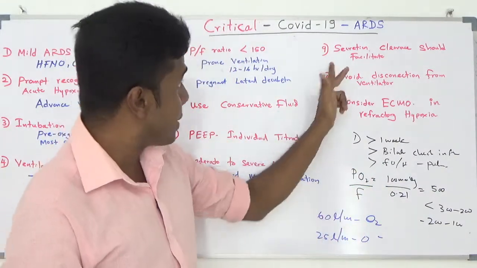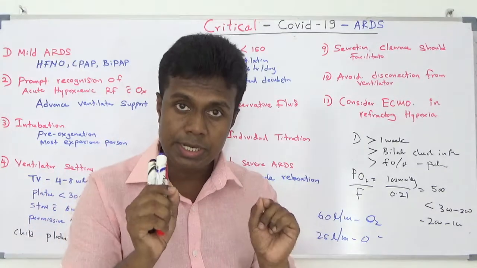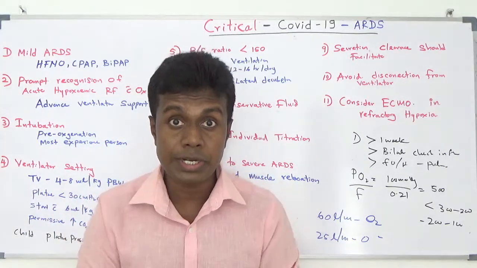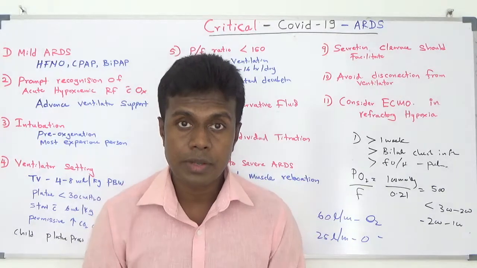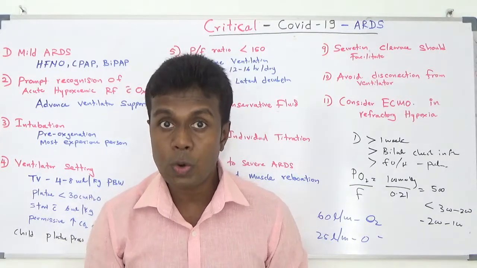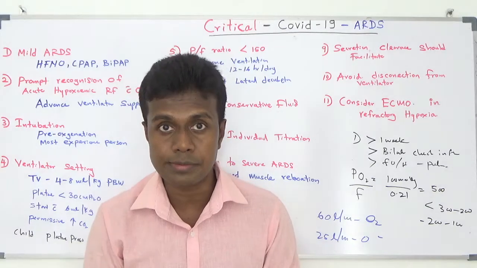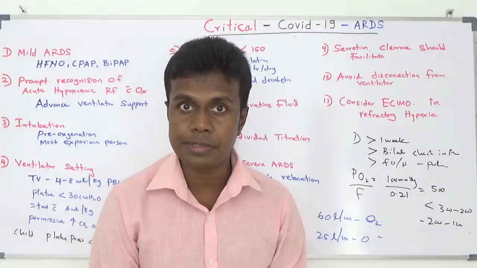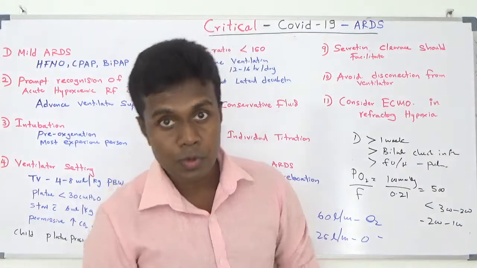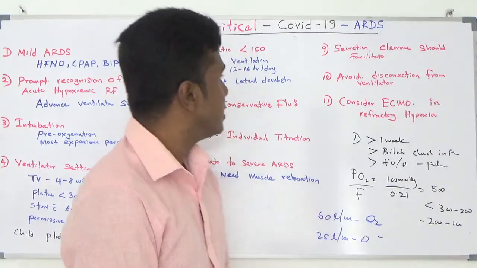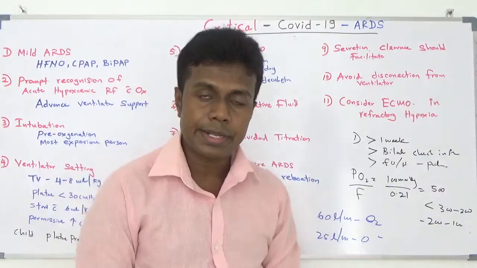So, number 9, secretion clearance should be facilitated. Not only facilitated, it should be done within a closed system. You have to apply closed suction to your patient. Physiotherapy you have to give. Don't disconnect your patient. You have to do closed suction without disconnecting from the tube. Avoid disconnection from the ventilator.